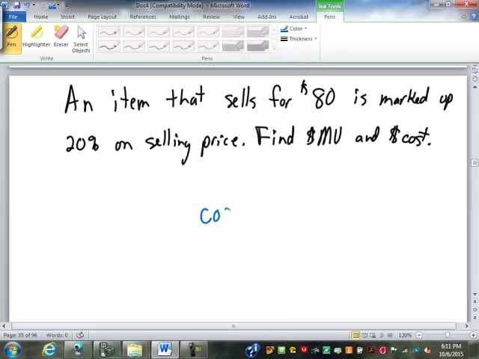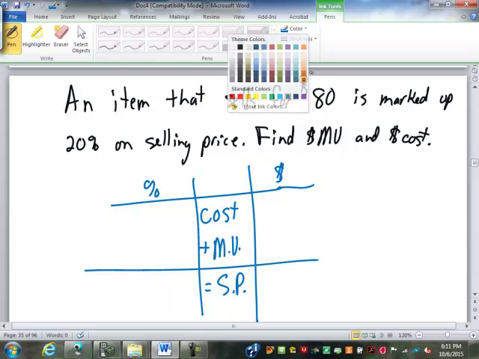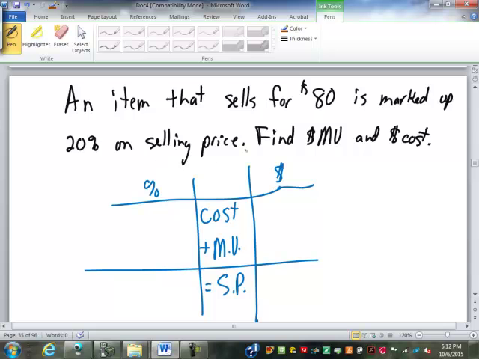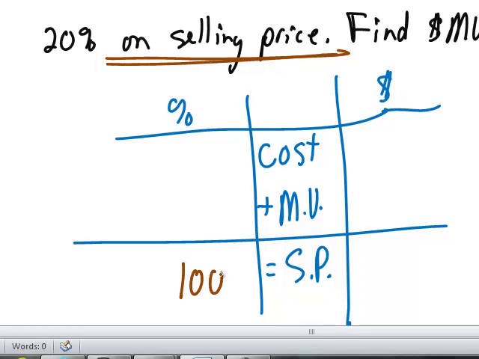So at the beginning, our table looks exactly the same. Cost plus markup equals selling price. And our percents in dollars. The difference here, remember I always start out by locating where the 100% goes. Since this is based on selling price, the 100% goes with the selling price. And now we have to work backwards from there.